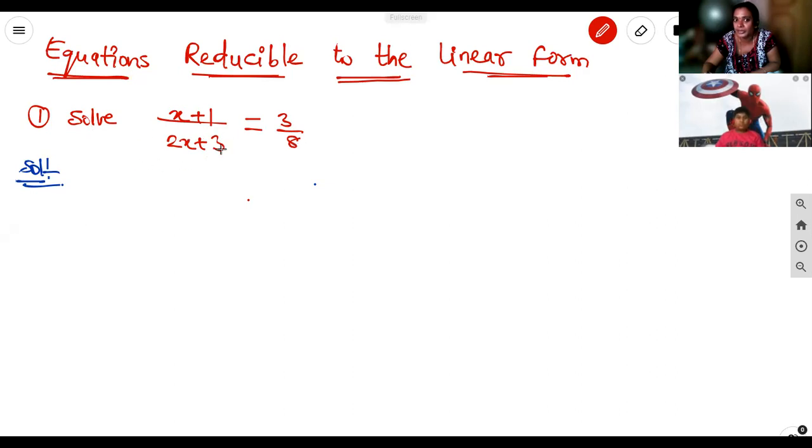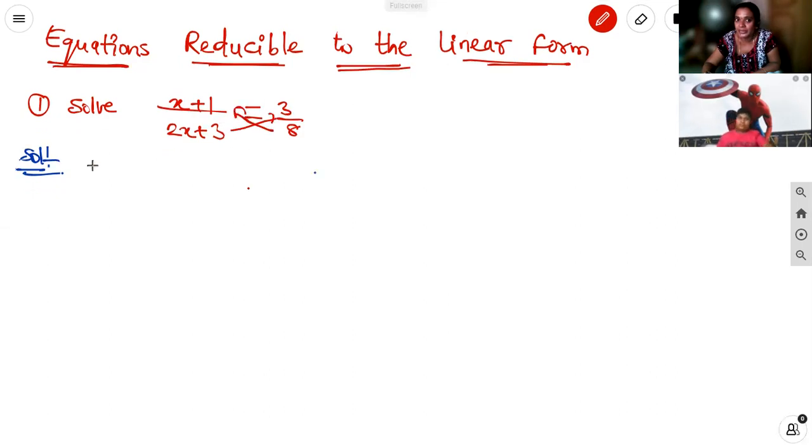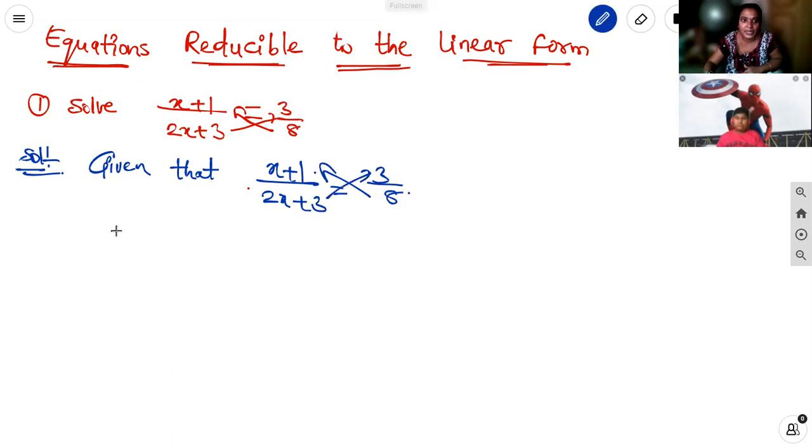Here the denominator also has the x term, so we can reduce it into linear form of the equation, that is, by taking it to the numerator only. How can we do that? By cross multiplying. First of all, the equation given is (x + 1)/(2x + 3) = 3/8. By cross multiply, 8 into (x + 1) equals 3 into (2x + 3).